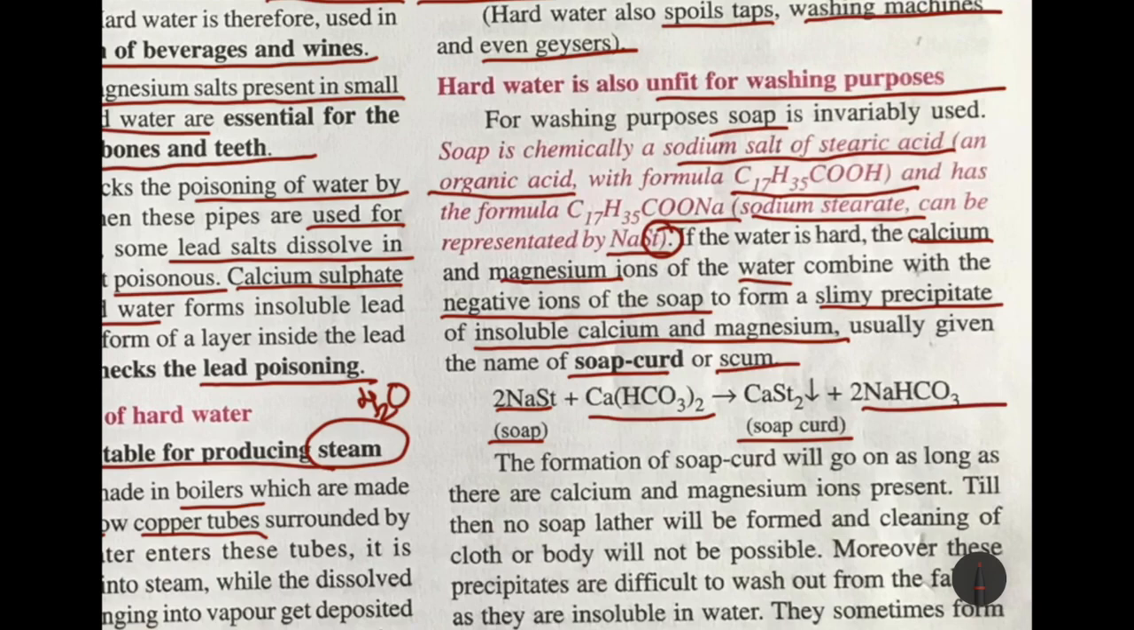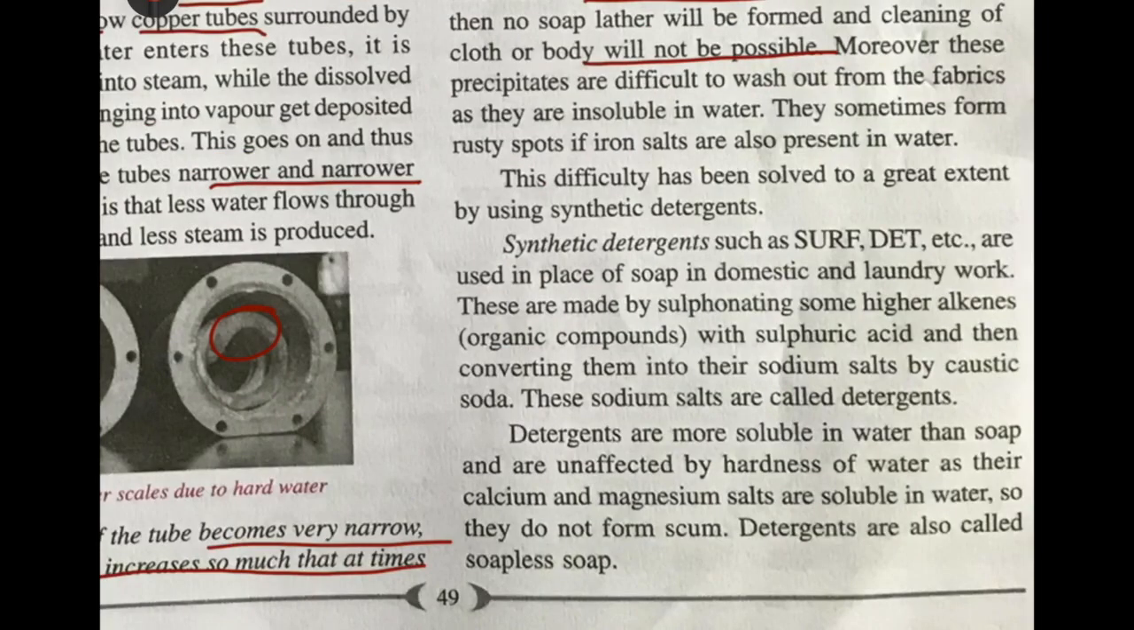So what will this soap curd do? It will not make the clothes clean. The formation of soap curd will go on as long as there are calcium and magnesium ions present in the hard water. So till then no lather of the soap will be formed, and cleaning the cloth or the body will not be possible. So these precipitates are very difficult to wash out from the fabrics as they are insoluble in water.